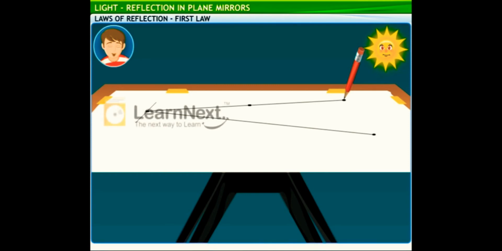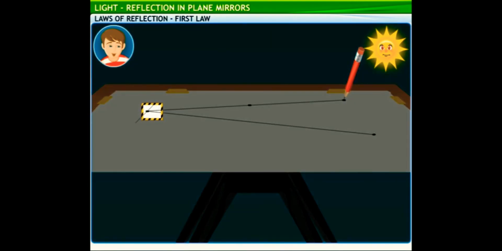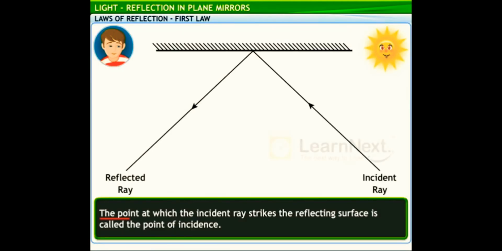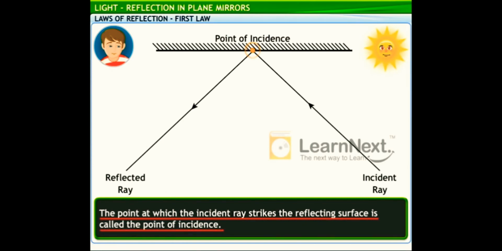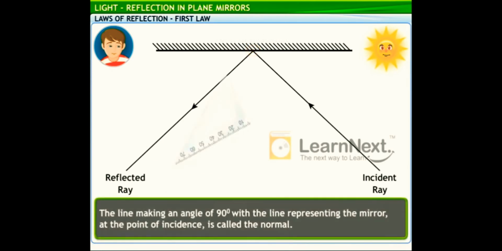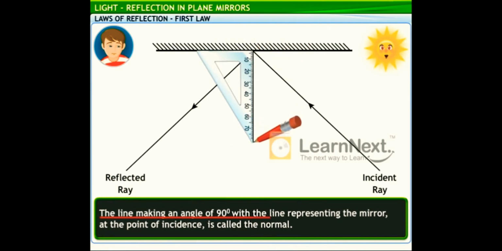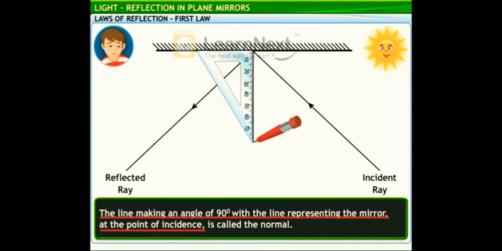Interesting. The lines drawn along the paths of the incident and the reflected light rays intersect at a point on the line we drew to indicate the plane mirror. The point at which the incident ray strikes the reflecting surface is called the point of incidence. Next, we draw a perpendicular to the line representing the mirror at the point of incidence by using the set square. This line is called the normal.